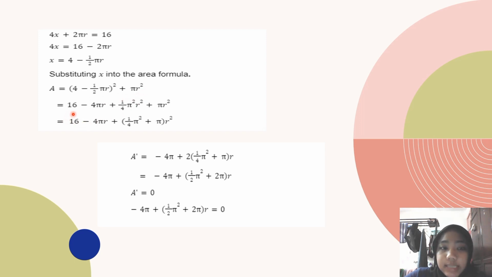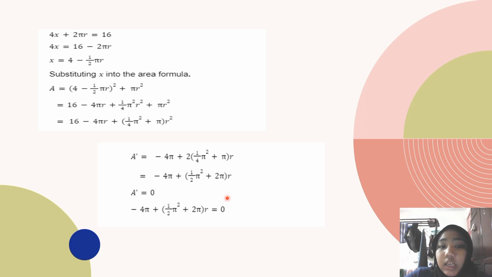And then we get 16 minus 4 pi r plus (1 over 4) pi squared r squared plus pi r squared. Finally we get 16 minus 4 pi r plus ((1 over 4) pi squared plus pi) r squared. We factorize the r. And then we differentiate the A, which is minus 4 pi plus 2 times ((1 over 4) pi squared plus pi) r.